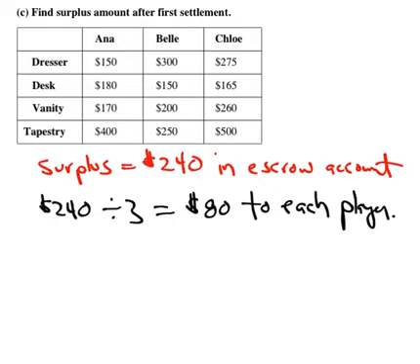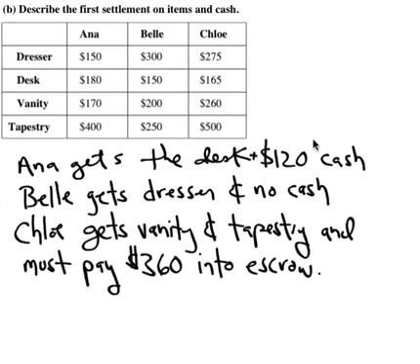In the end, we don't want any money in escrow. Why should the bank get our money? These 3 players should get all of the money. So the $240 divided by 3 is $80 each. That is going to now change the settlement. So if we go back a slide, we see Anna gets the desk and 120, but now she's going to get an additional 80. Her final settlement is going to be the desk and 200.